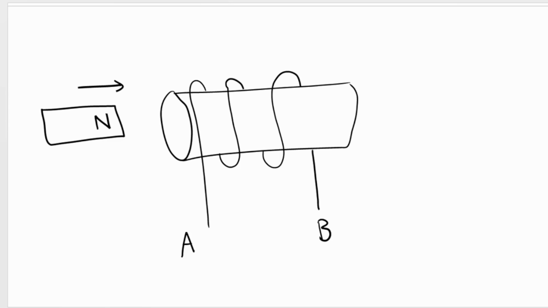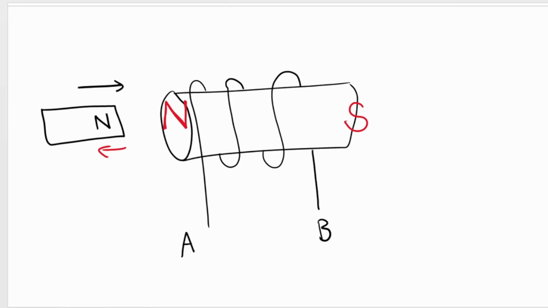So first things first, we're pushing the north end of the magnet into the coil. So when we push it in, the new magnetic field that's produced is going to want to get the magnet out. How do we push the magnet out? We need to make a north pole here. Why? Because north and north repel. So we're pushing the magnet in. We want to get rid of the magnet, so we must induce a north pole over here, which means a south pole will be over here.